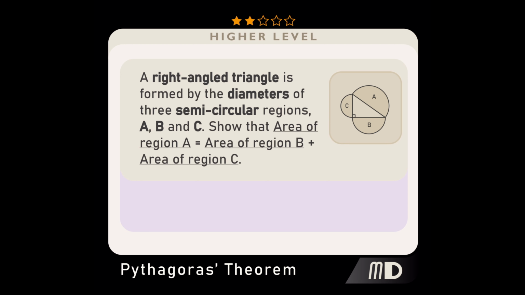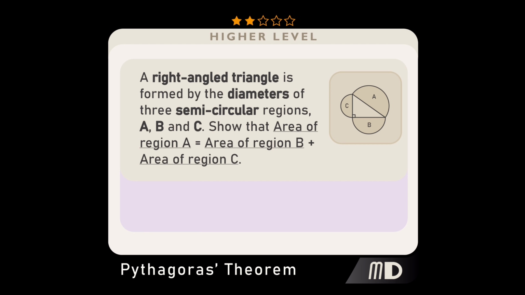Answering this question is a 4-step process. First, we need to recall Pythagoras' theorem, and representing the length of each side of the triangle with a letter, find an expression for the area of each semicircle, which we can then use to demonstrate that the relationship between A, B, and C given to us in the question is correct.